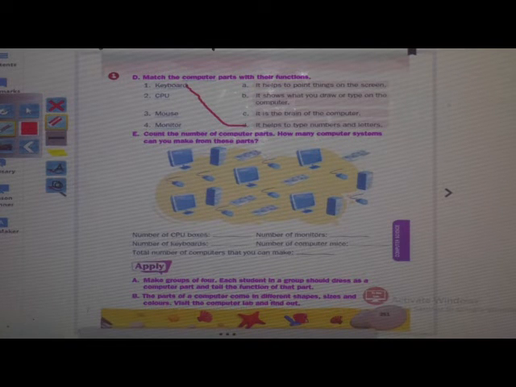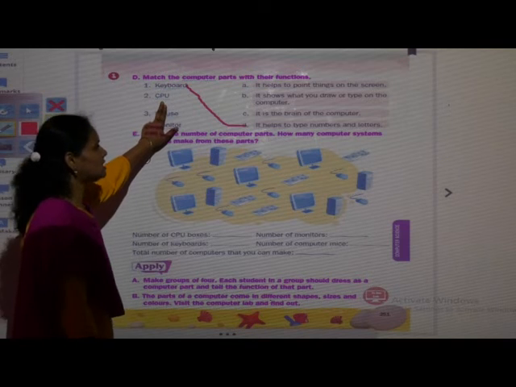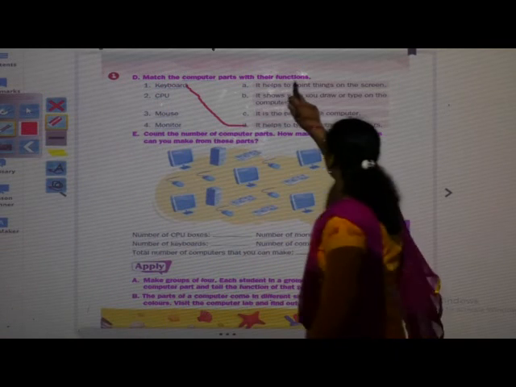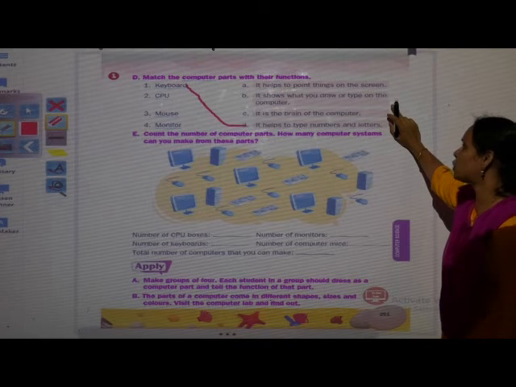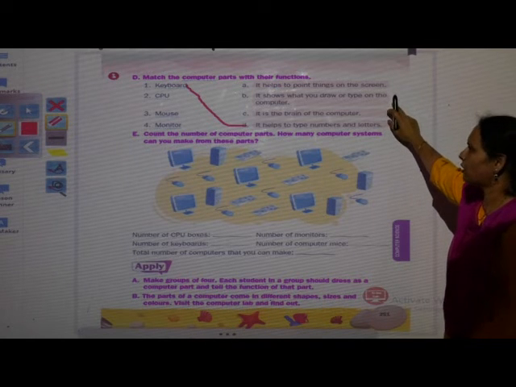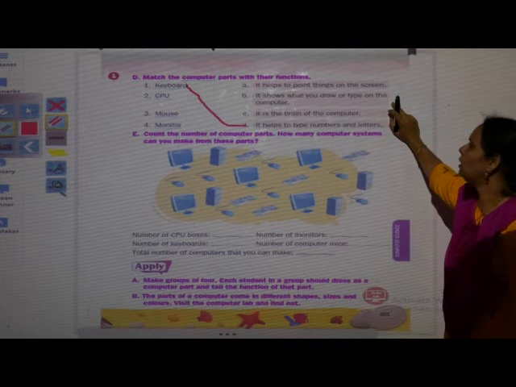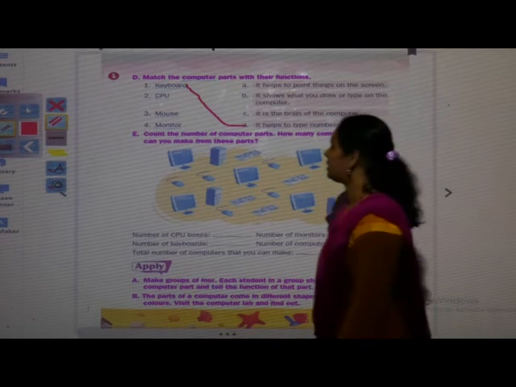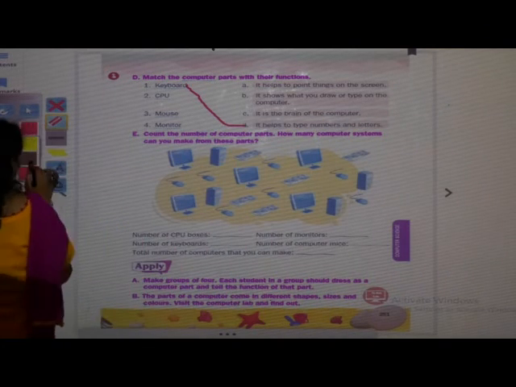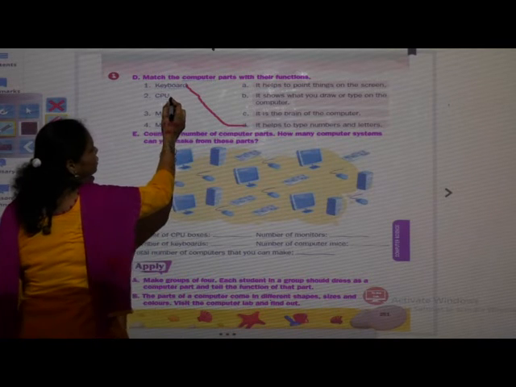Next, second one is CPU. What does CPU do? Does it help to point things on the screen? No. Does it show what you draw or type on the computer? No. Is it the brain of the computer? Yes, it is the brain of the computer. So you have to join to C.